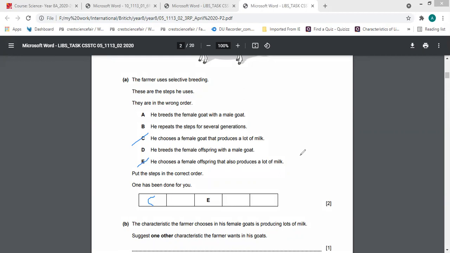And then breeds a female with the male, or repeats the steps, or breeds female offspring. So which one of these three steps? He breeds the female goat with a male goat. Breeds a female goat with a male goat, right? Letter A. So next step, A. Third one is done. Mark letter A.